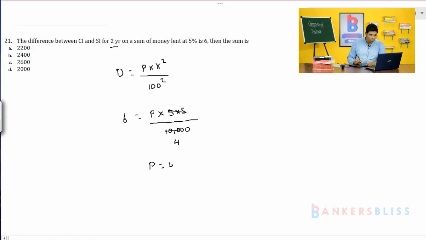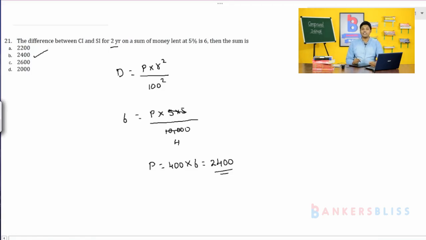So 5 into 5, 25, 25 fours are 100. So P is equal to 400 into 6. 6 fours are 24. So 2400 is the principal amount. So 2400, option B is the right answer. Very simple. You simply apply the formula and according to the notations you substitute the values. After simplification you got P as 2400. So option B is the right answer for problem number 21.